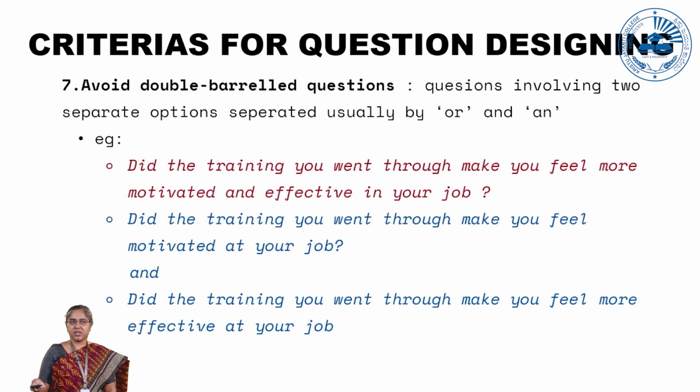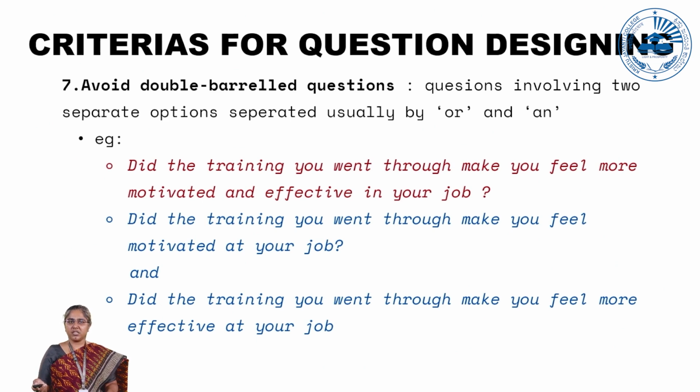The seventh criteria would be to avoid double-barrel questions, meaning using questions that have two complex ideas or two variables in the very sentence itself. For example, did the training you went through make you feel more motivated and effective in your job? Here there are two differing variables in the question. One is whether you were motivated and the other is whether this helped you be effective in your job.